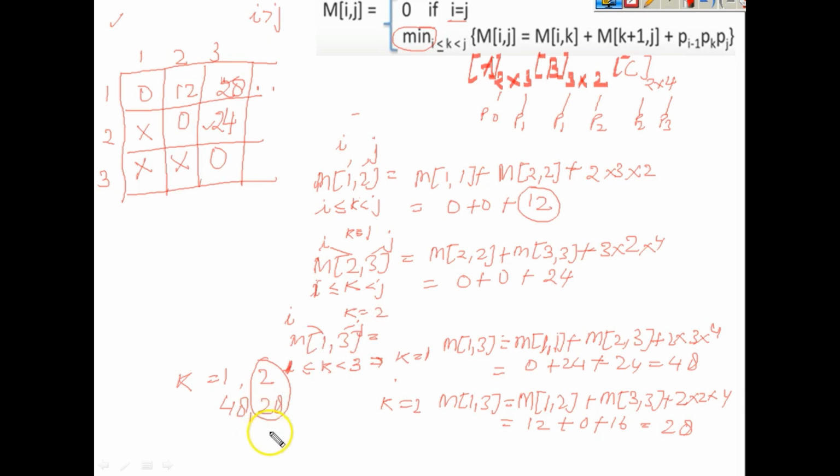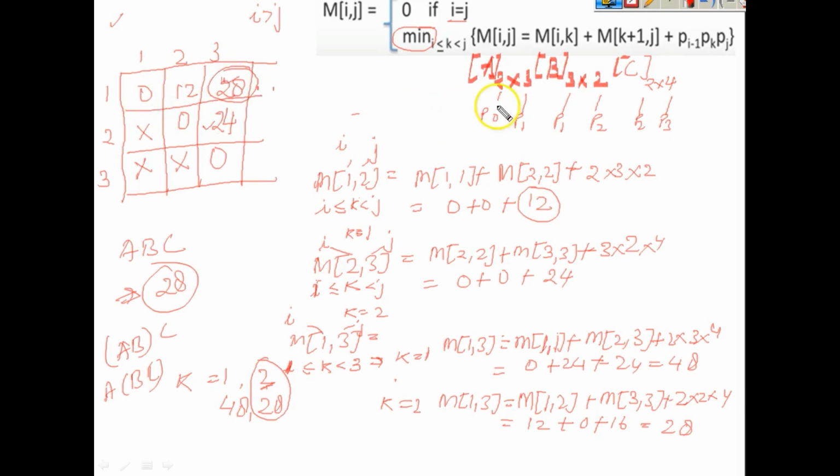Now this tells us that the number of multiplications required to get A into B into C is 28. So 28 is the number of multiplications required to multiply this. Now we are looking for the sequence, meaning how to multiply. Either we need to multiply AB into C or A into BC. This we still need to find out, and this depends on the value of K here. Because we are multiplying three matrices, this is our final answer.